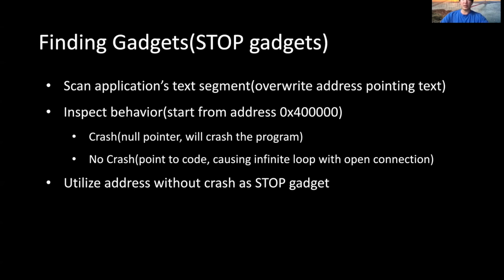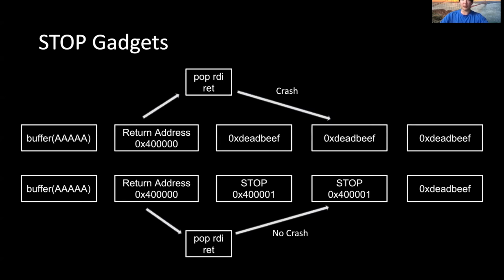To find gadgets, we scan the application's text segment by overriding the saved return address with an address pointing to the text and inspecting program behavior. We can start from the initial stack or 0x400000 on default 64-bit Linux. There'll be two behaviors we can observe, crash or no crash. If we find a valid position where we face an infinite loop, we can keep the connection open. We can utilize both crash and non-crash addresses. We're going to use the address without a crash as a stop gadget. We need to use stop gadgets because even if we find a useful gadget, as we return to the next word in the stack, it will crash.